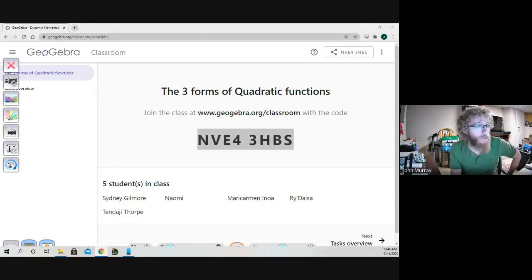All right. So what you have here on the left is three different forms. We're not going to worry about the factored form yet. We'll get to that eventually. But what I'd like you to do is to click the box next to expanded form and vertex form.